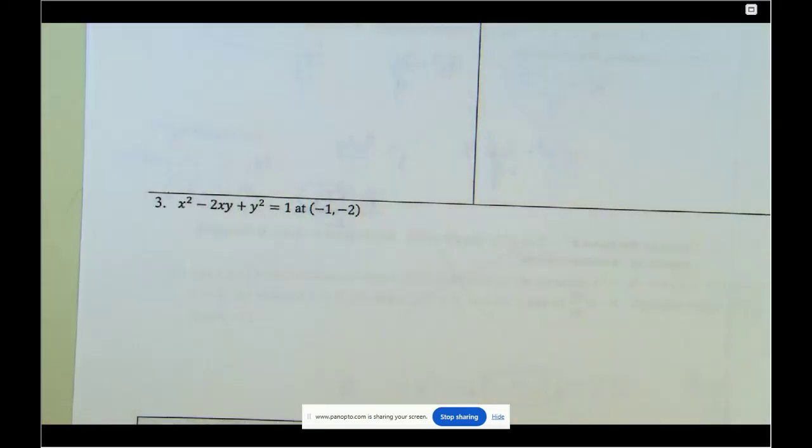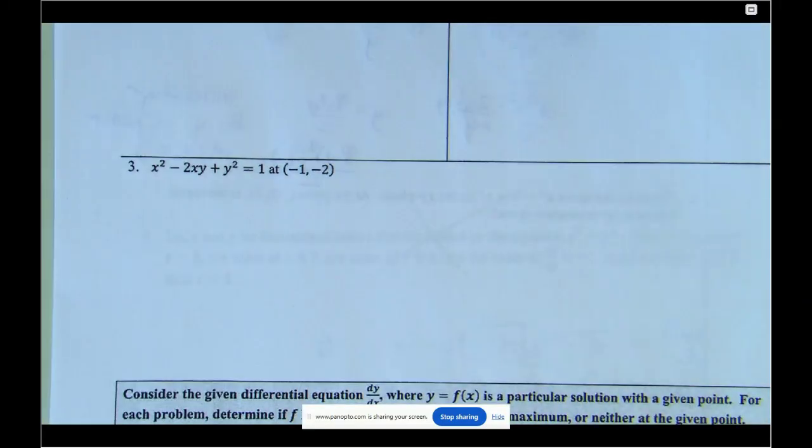Okay, same question for number 3, please. We're talking increasing and decreasing.